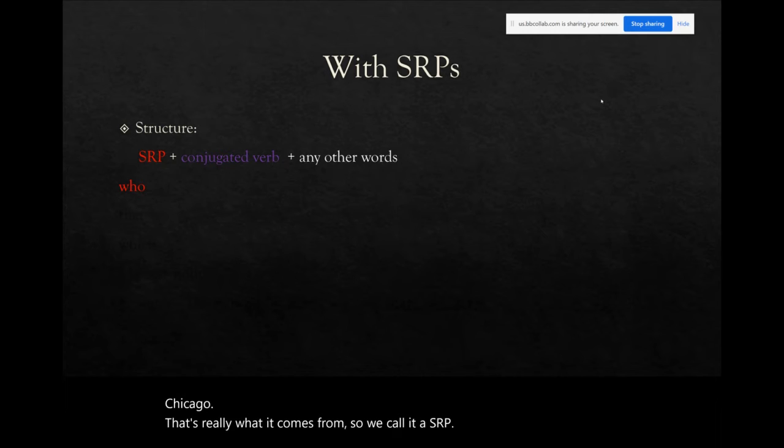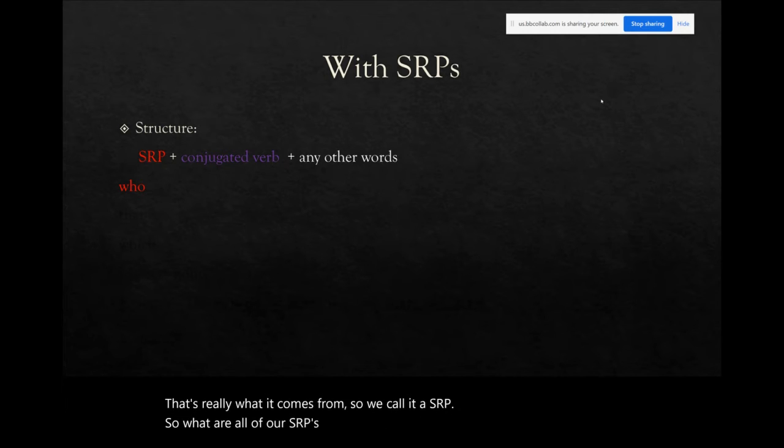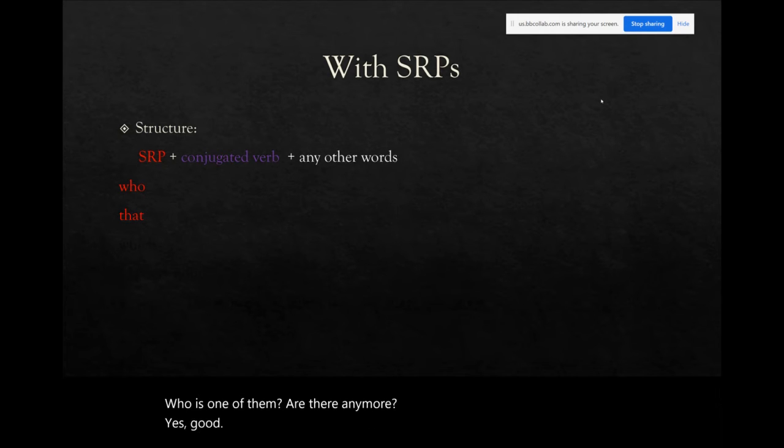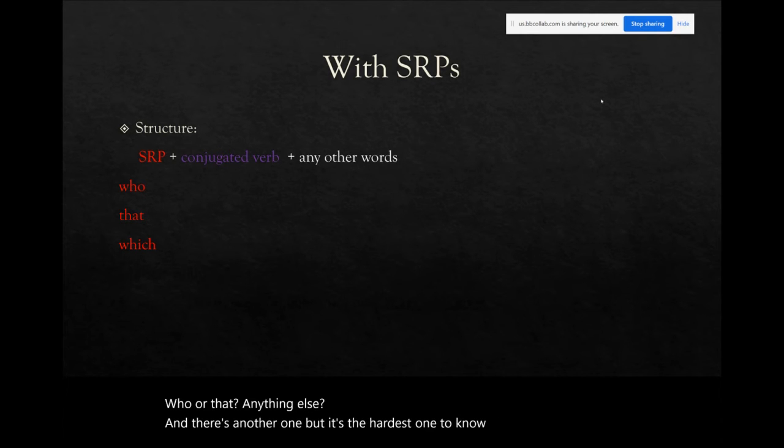So what are all of our SRPs? Does anybody know all of these that we can use? Who is one of them. Are there any more? That, yes, good. Who or that. Anything else? Which, yep. And there's another one, but it's the hardest one to know and use.